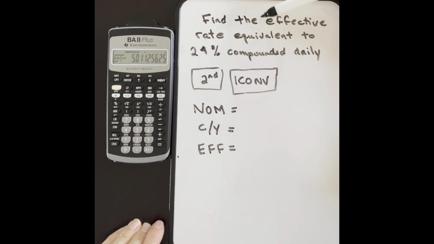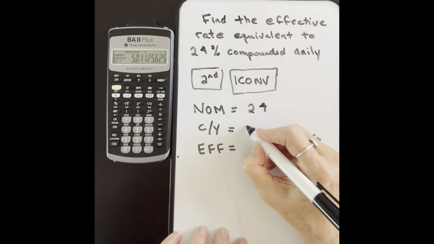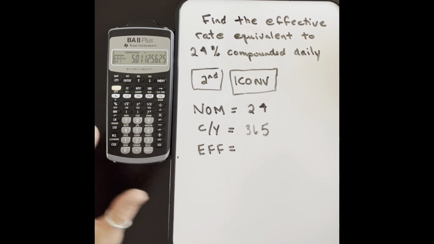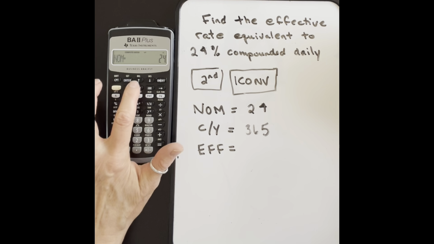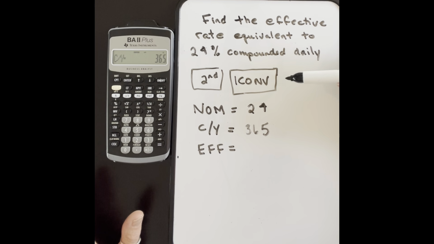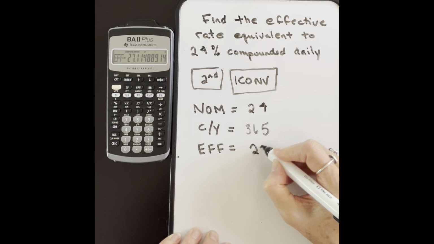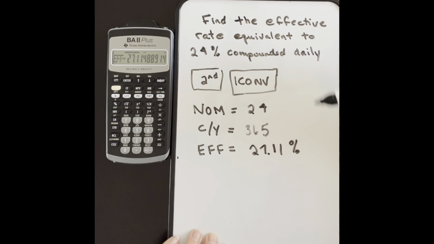Next example says find the effective rate equivalent to 24% compounded daily. So our nominal rate is 24. If it's compounded daily, that means there are 365 compound periods in a year, and we're going to find the effective rate. So again, we can clear this. We're going to enter 24, enter. Then 365, enter, and then compute. 27.11% would be the effective rate equivalent to the nominal rate of 24% compounded daily.